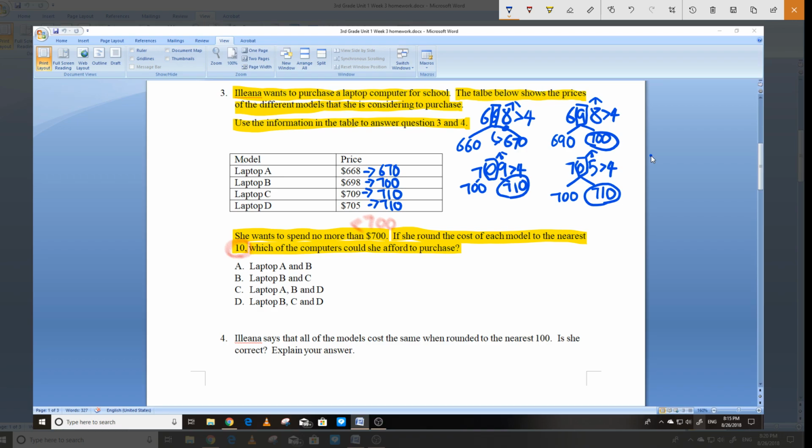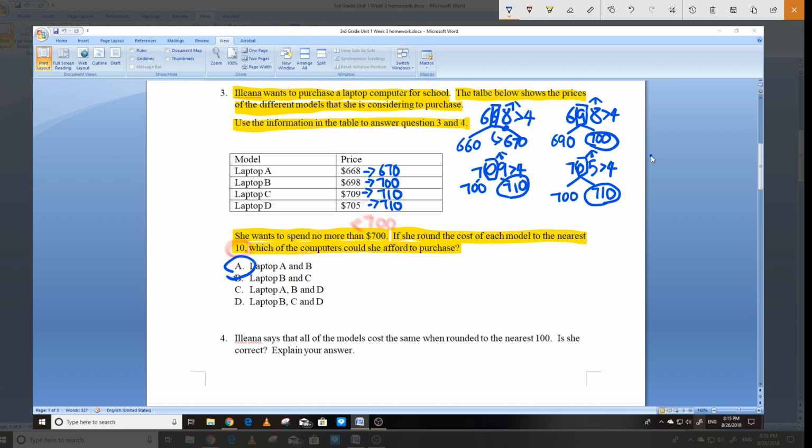She wants to spend no more than $700. So in this instance, we only have A and B. So the answer here is A and B. Okay, let's take a look at number 4.